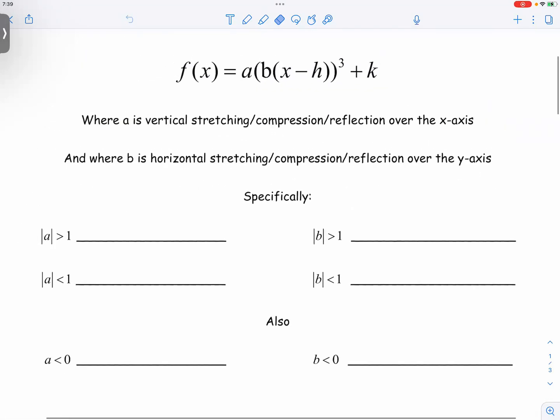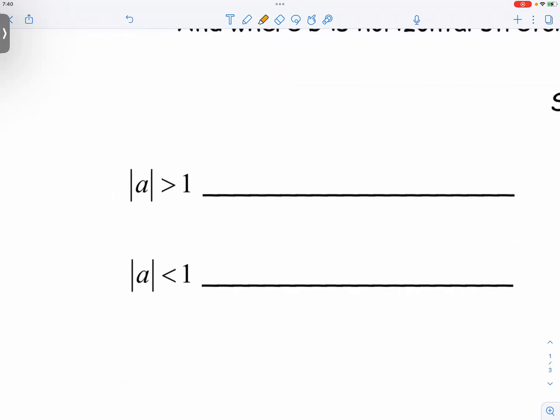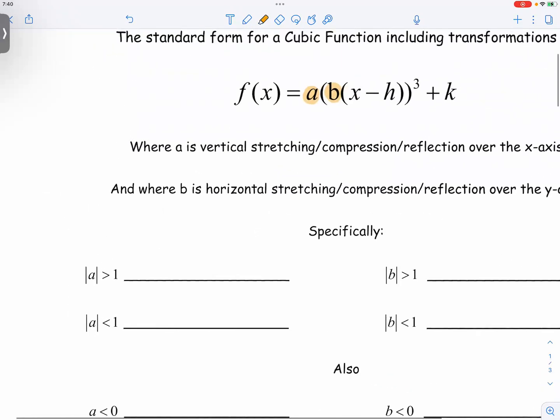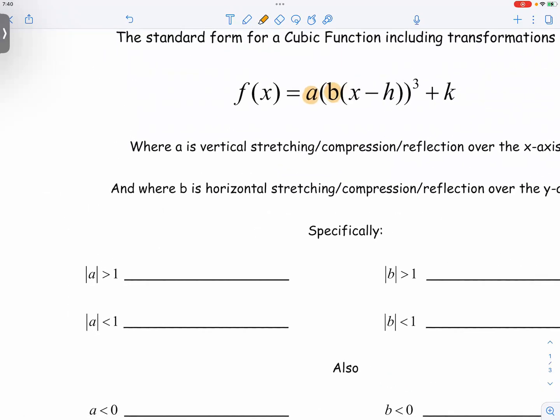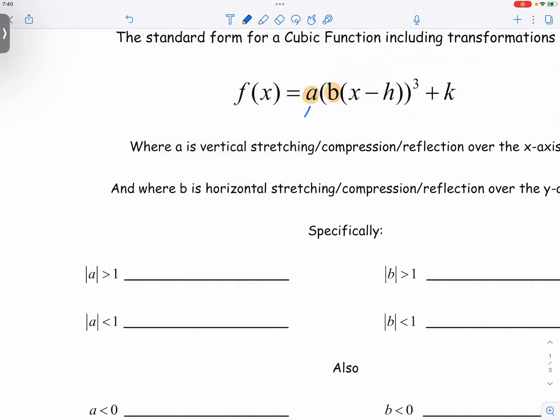Now, before we continue with the actual graphing, let's specify a few things first. In particular, I want to make sure that everyone's on the same page about the A and the B. So, if A, okay, the equation right here, if A is bigger than 1, what does it mean? When A is bigger than 1, what does it mean? This A right here.